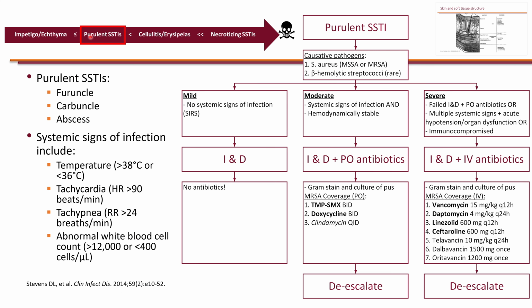Now, slightly more severe are purulent skin and soft tissue infections. These are things like abscess, carbuncles, and furuncles. Because pus is driving these, they are purulent, and the large majority are caused by Staphylococcus aureus, either MSSA or MRSA.